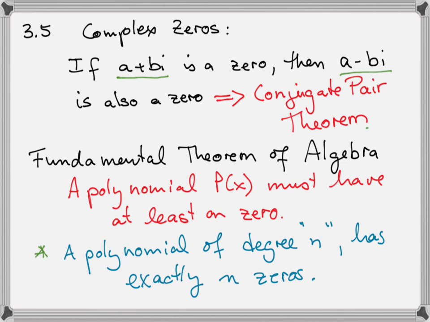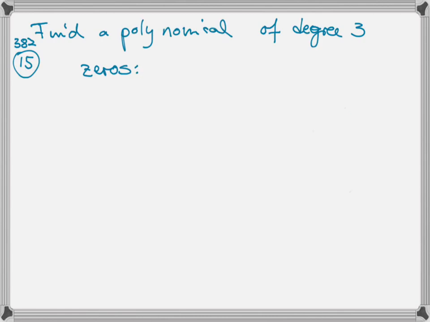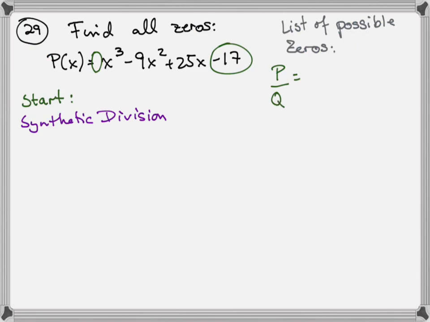Okay, now let's take a look. Let me see. Don't want to do this one. 29. Okay, 29 on page 382. We have x cubed minus 9x squared plus 25x minus 17. And again, find all the zeros.